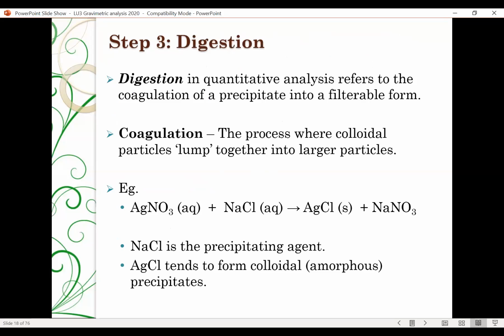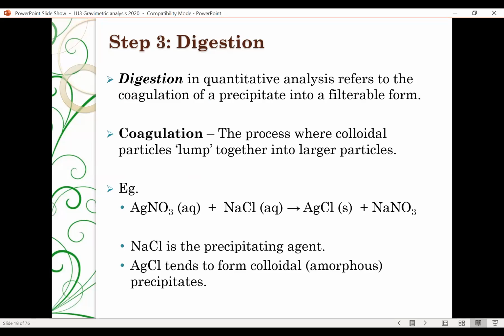The first step just now is to prepare the solution. You have your solid sample, you turn it into solution. So that is step 1, preparation of your solution. And step 2 is you add in the precipitating reagent into your solution. So it's called the precipitation process, the process of producing the precipitate.